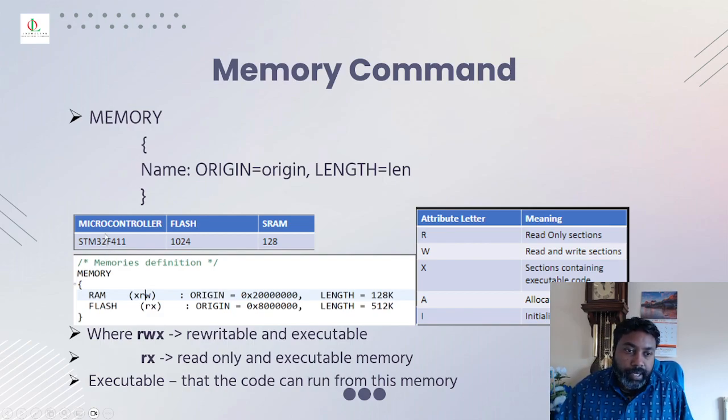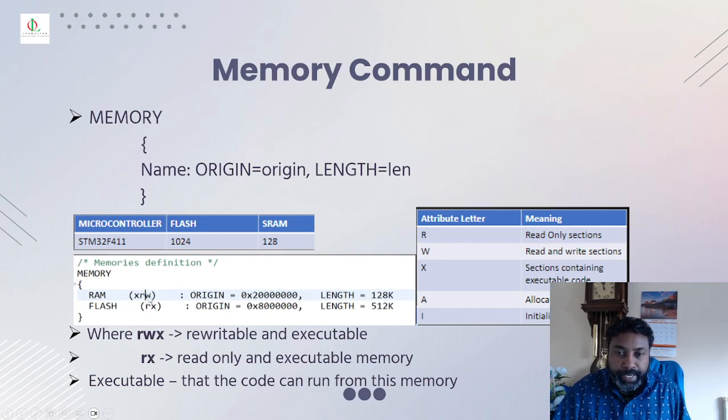So you're going to tell the linker that in the STM32F411 we have 512 kilobytes of flash and 128 kilobytes of SRAM that we are using. And to write the definition, this is how you write memory: RAM (XRW). What are these XRW? They are attributes that say what that memory is supposed to do.